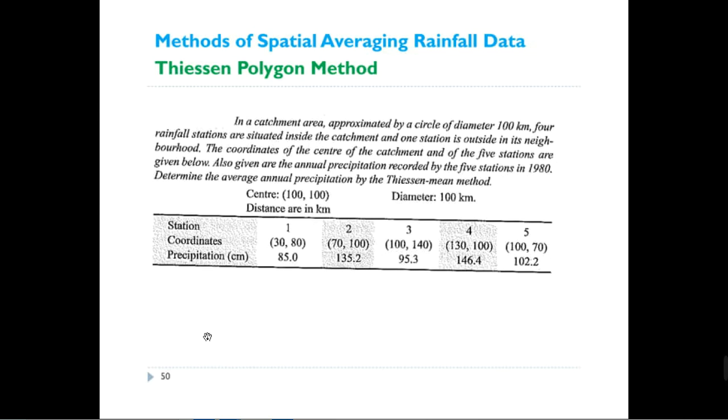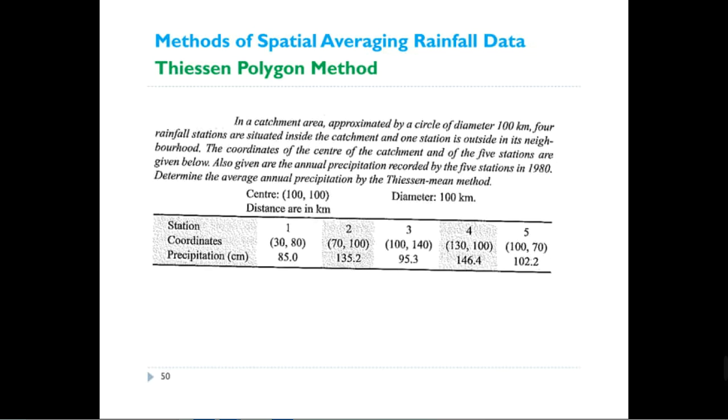A catchment area is approximately a circle. Catchment area means the area from which rainwater comes to a particular place, such as a dam. That path is called the catchment area. So you have to understand the meaning of catchment.